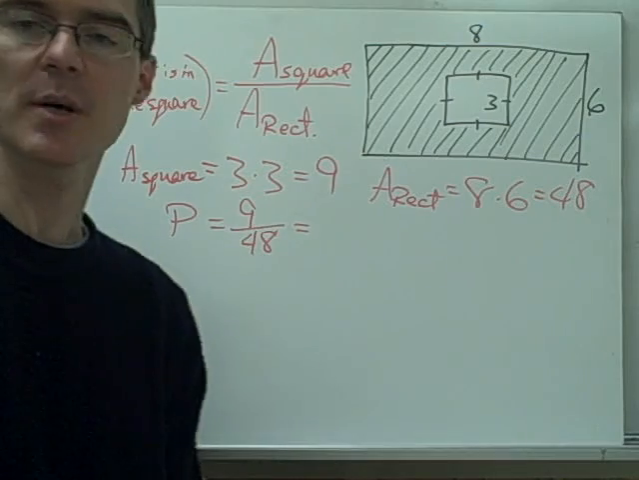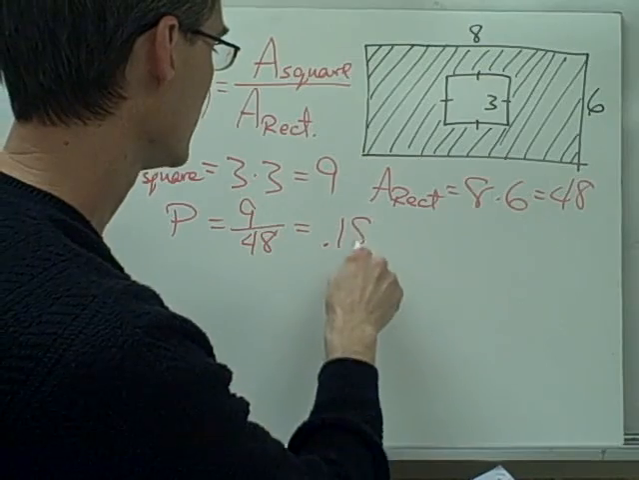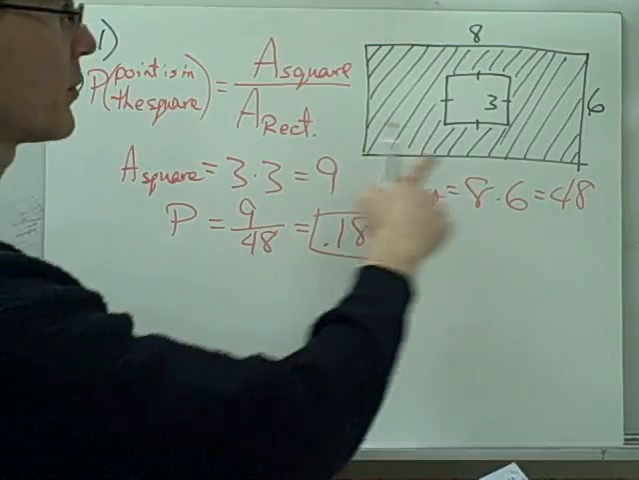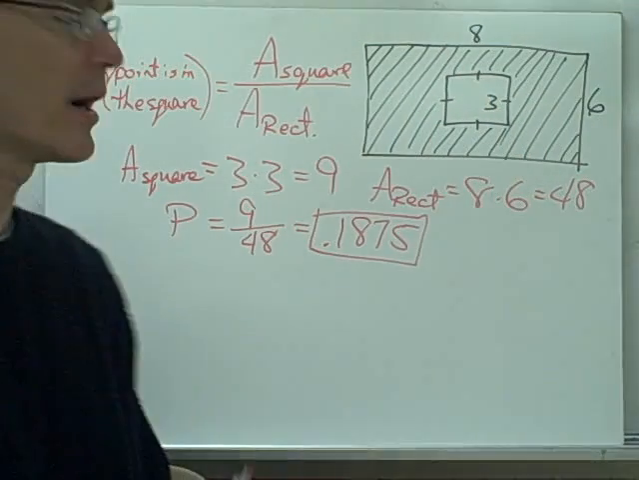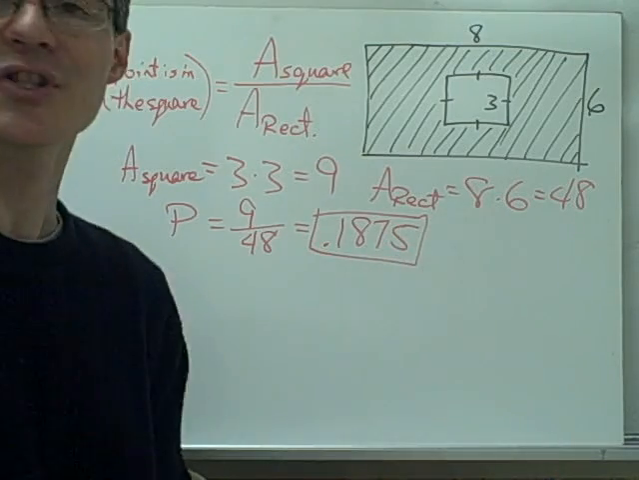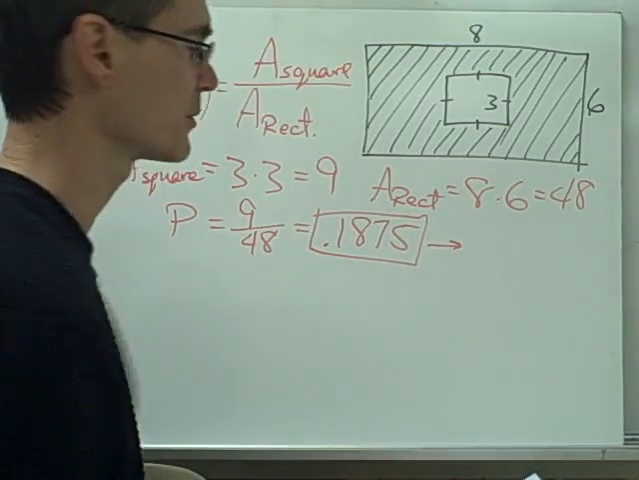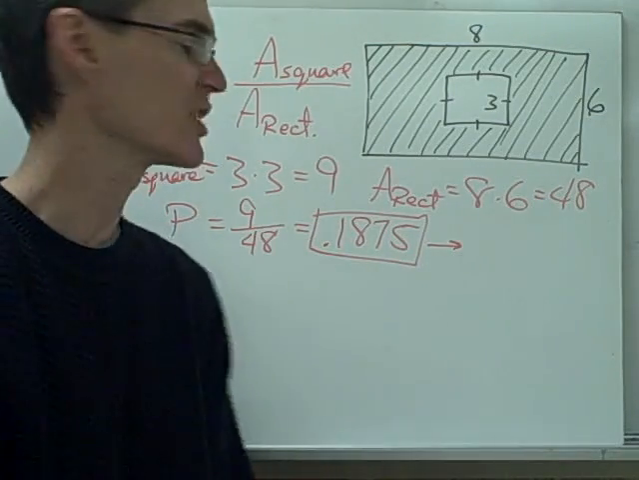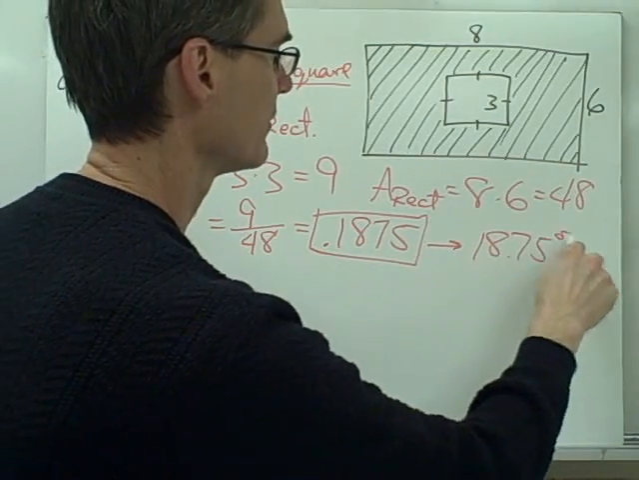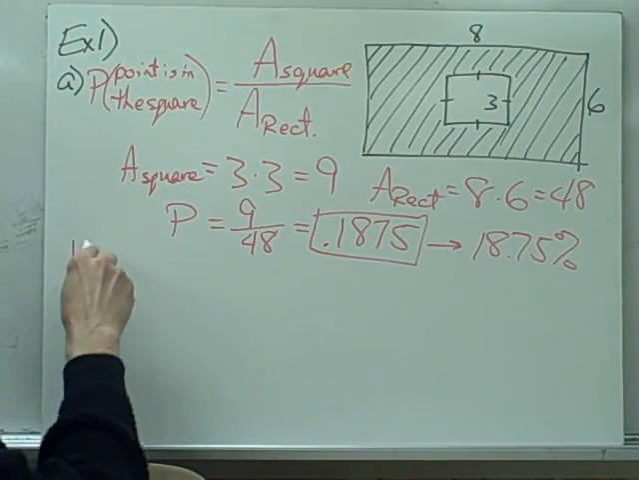In general, we express our probabilities as decimals, so if I punch that into my calculator, I get 0.1875. And that's the probability that a point chosen at random in the rectangle will also be in the square. Often you see probabilities expressed as a percentage. Technically a probability is expressed as a decimal, however sometimes you see it expressed as a percentage, and you hear people talk about percent chance. So if I express this as a percentage, I would say 18.75%.